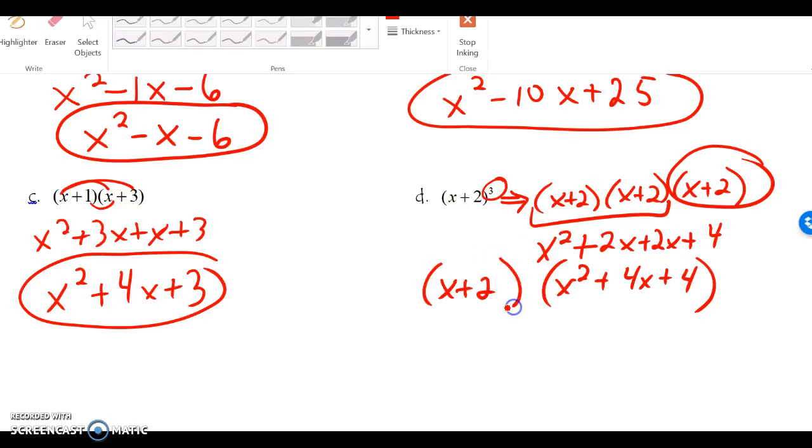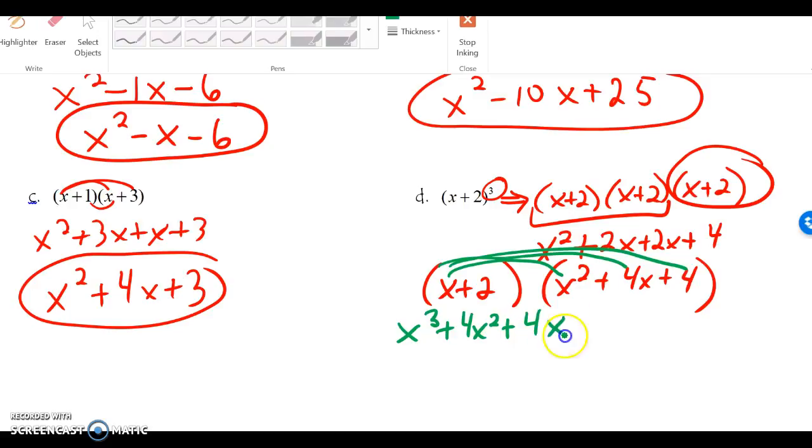And I'm just going to write that in front. It doesn't matter. But I need to realize that this is now going to get multiplied, or really just have to distribute now x to everything in this. This is a binomial because it has 2 terms. This is a trinomial because it has 3 terms. So that multiplication will result in x cubed plus 4x squared plus 4x.